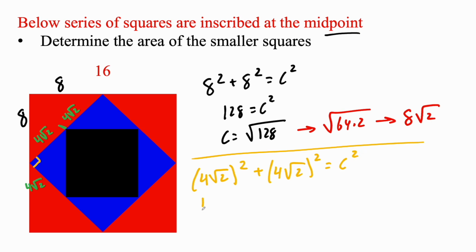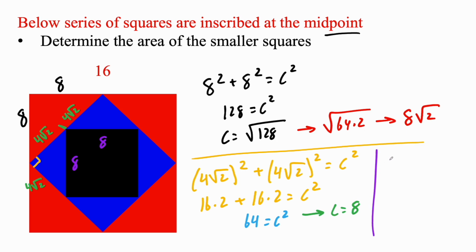4 times 4 is 16, and the square root of 2 squared gives you 2, so times 2, plus same thing, 16 times 2 is equal to c squared. 16 times 2 is 32, 32 plus 32 is going to give us 64, so we have 64 is equal to c squared, and so we know c is equal to 8. So we know the black piece right here would be 8, and we can label it 8, 8. Now this problem says determine the area of the smaller square. So the black one would be 8 times 8, and so we get 64.